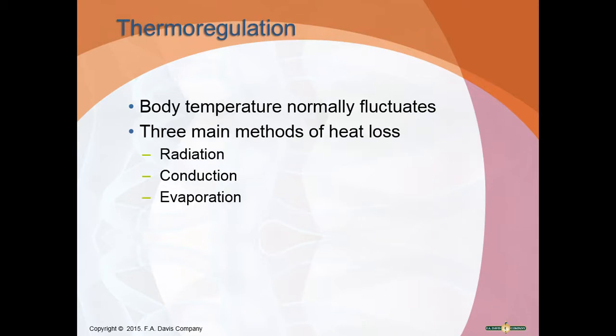So let's take a look at thermoregulation. Our body temperature normally fluctuates, and most of the body's heat results as a byproduct of the chemical reactions occurring in cells. There are three main methods of heat loss: radiation, the transfer of heat through the air by electromagnetic heat waves, like standing in bright sunlight; or conduction, the transfer of heat between two materials that touch, for example, sitting in a seat someone just vacated or leaving a spoon in hot soup. And evaporation requires heat to change water into a gas.